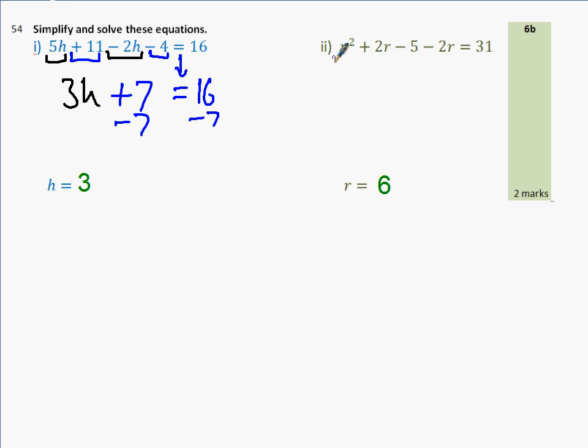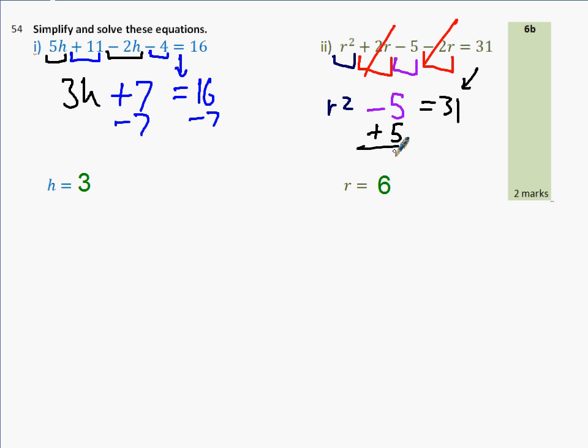Over here, get your r squareds together. No, there is only one r squared. Okay, so happy with that. Get your r's together, 2r and take away 2r. Oh look, they cancel each other out. If you add 2r and then take away 2r, what are you left with? Nothing, right? No r. So you don't even bother writing that, because it just equals 0. Then get all your constants together, take away 5. Oh, it's the only one. Brilliant. So it's just r squared take away 5, and that equals 31. Remember to write out your new equation once you've simplified it and solve it.